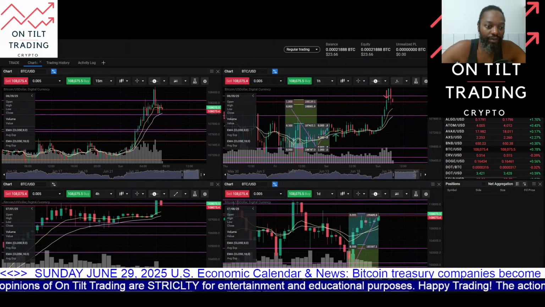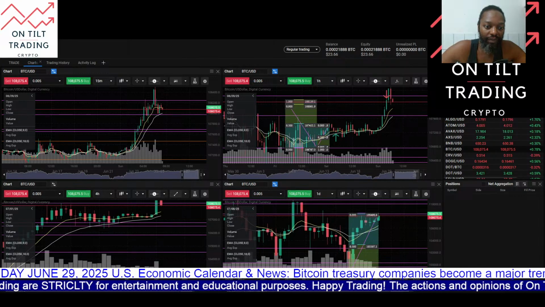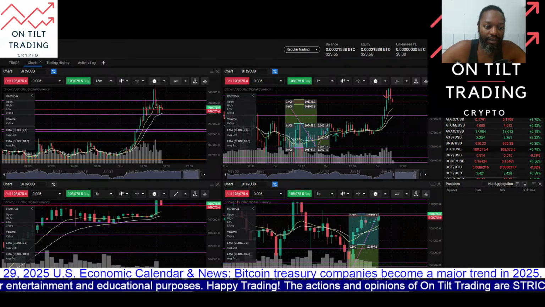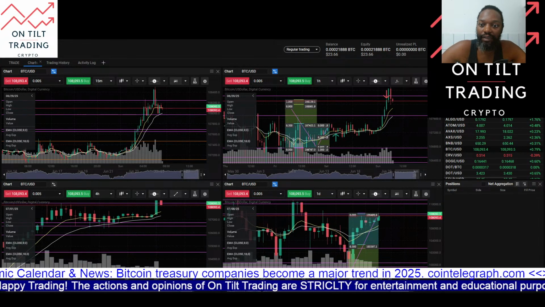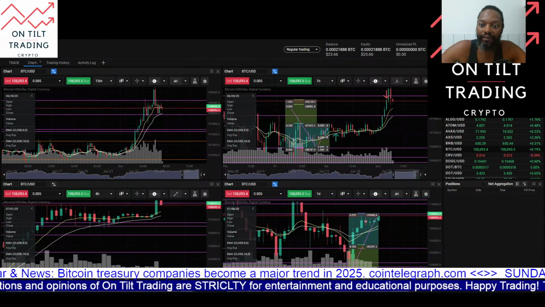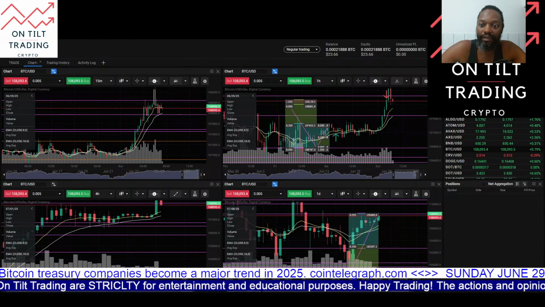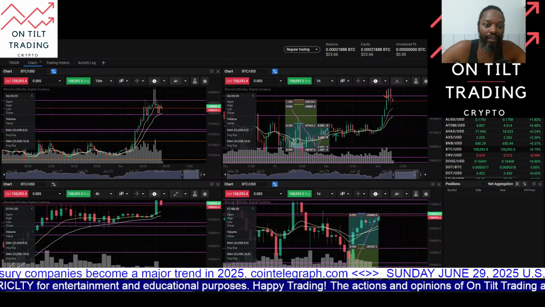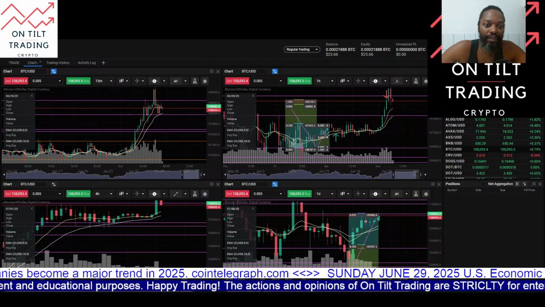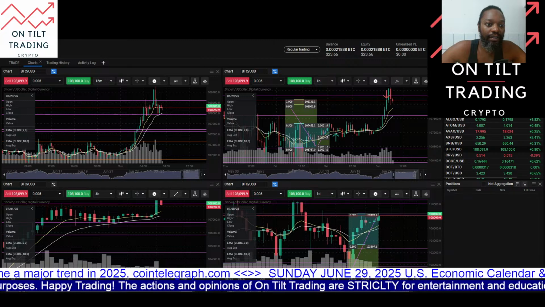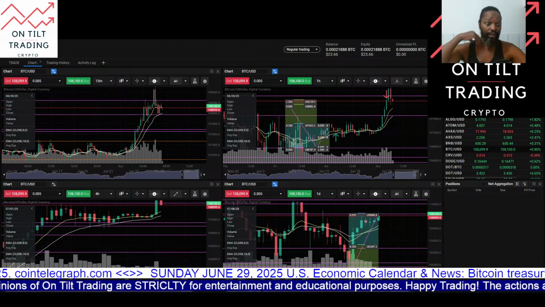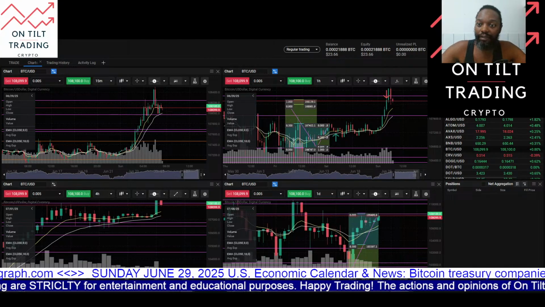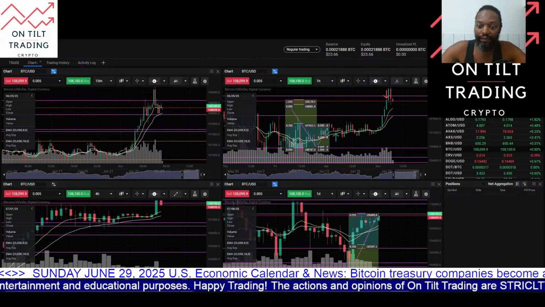On the 4-hour chart, same thing, we have the 9 trading above the 18. So I'm bullish here. On the 60-minute, the 9 is currently trading above the 18. And same thing here on the 15-minute here. So bullish price action here currently, or price being delivered to the buy side here.